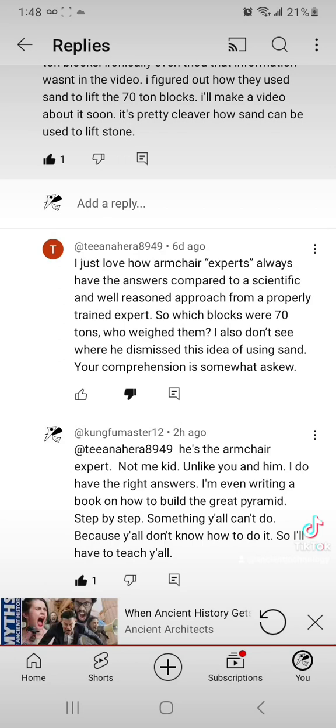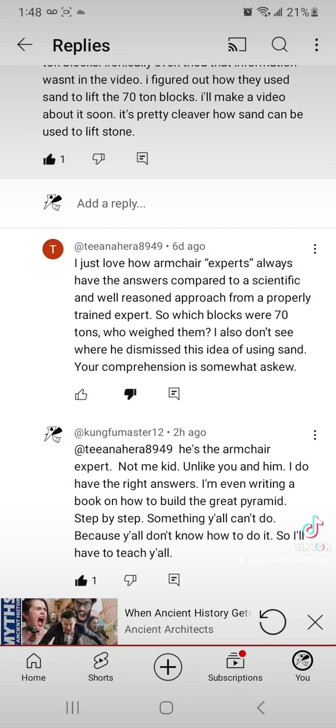And you just keep doing that process over and over again until you get to a higher elevation. And that's a way to make it where you can lift that 70-ton block. So, like I said, I'll show an example of that later on. But I just want to quickly document that idea of using sand to lift up.